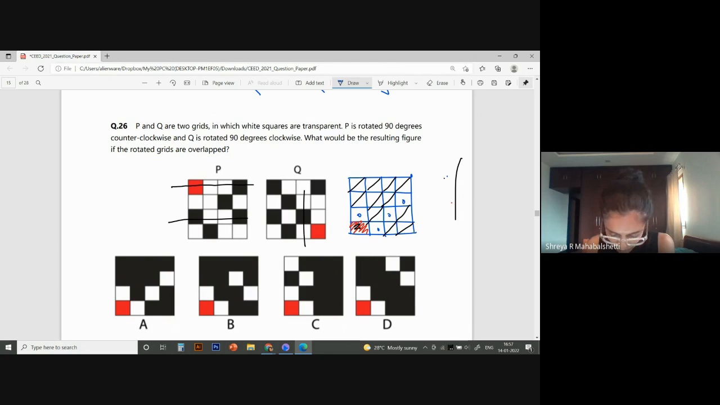So where are these aligned? So red is there in all of these. Here this pattern is visible in this. So this is the answer. Okay.